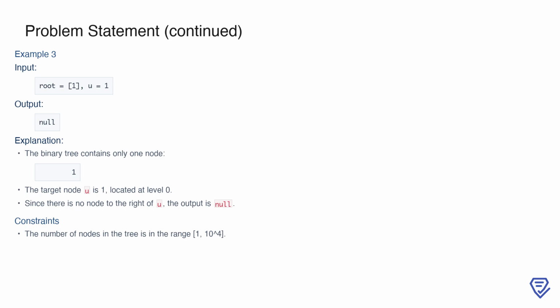Now let's look at the third example, where the binary tree contains only a single node, 1. The target node u is 1, which is also the root of the tree. Since there are no other nodes in the tree, there is no node to the right of u at level 0 or any other level. As a result, the output in this case is null. This example highlights the simplest possible scenario, where the tree consists of just one node and no neighboring nodes exist.